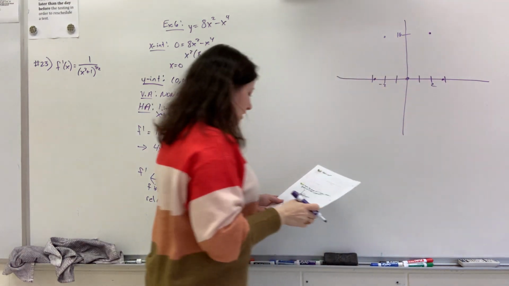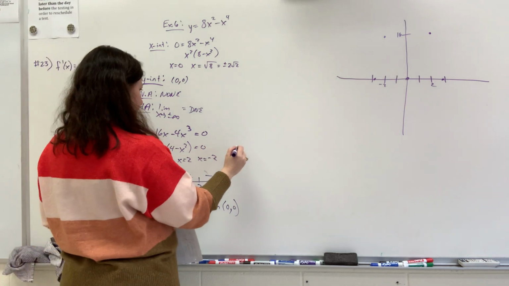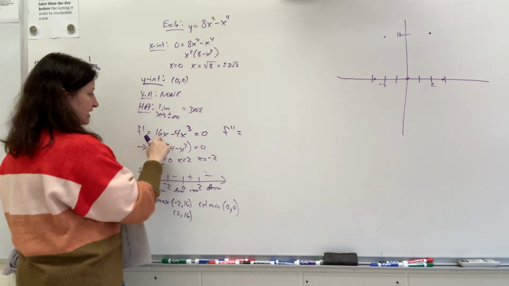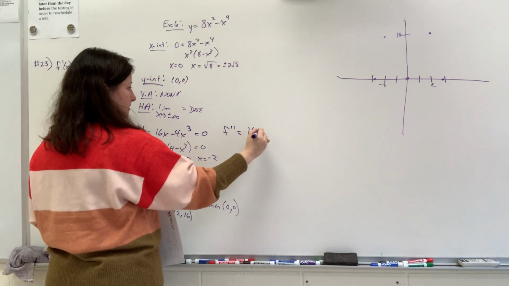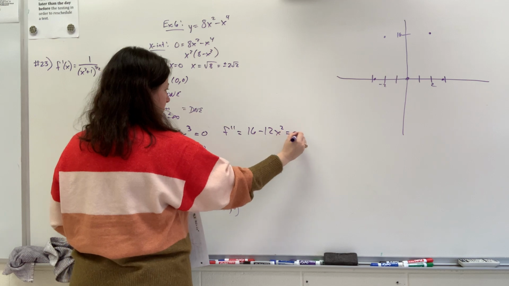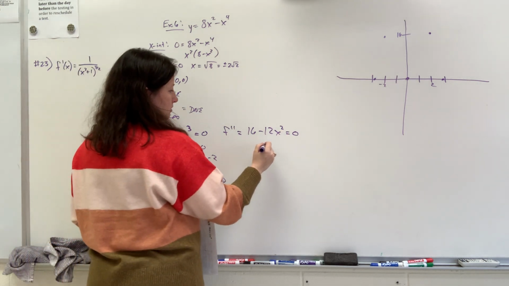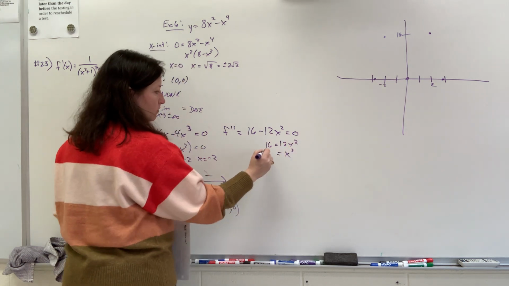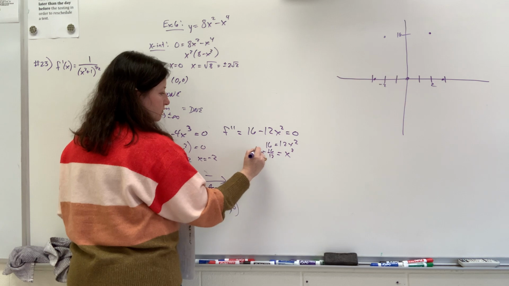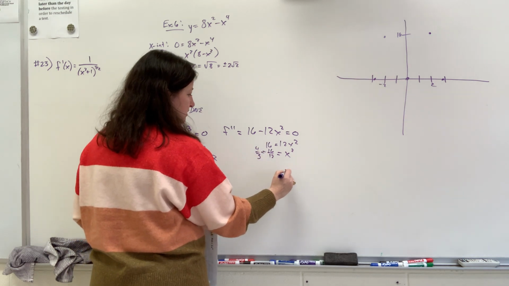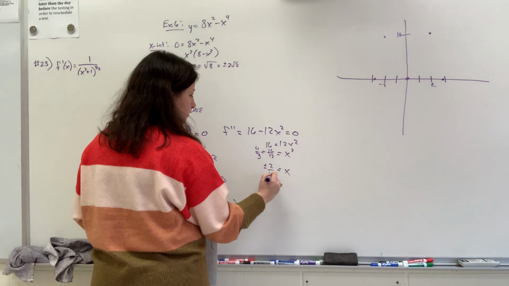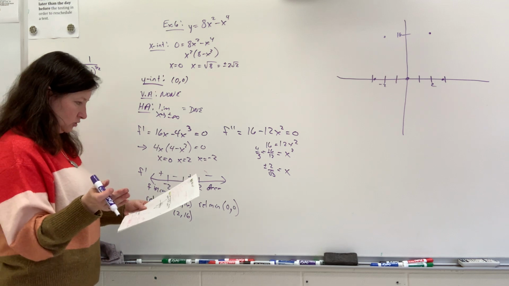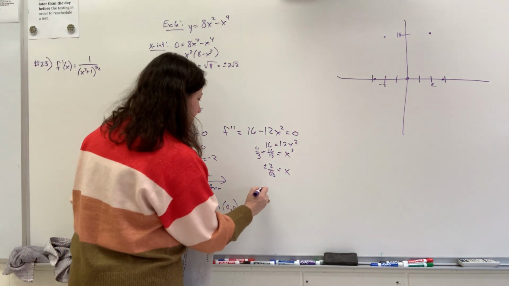Okay. So now, last thing we need is concavity. So we need the second derivative. If this is my first derivative, then my second derivative will be 16 minus 12x squared. Set that equal to 0. So 16 equals 12x squared. X squared equals 16 over 12, which is 4/3. Square root both sides, you get positive or negative 2 over root 3. And that decimal, I didn't figure out. 2 over root 3. You'll have to get that on your calculator.